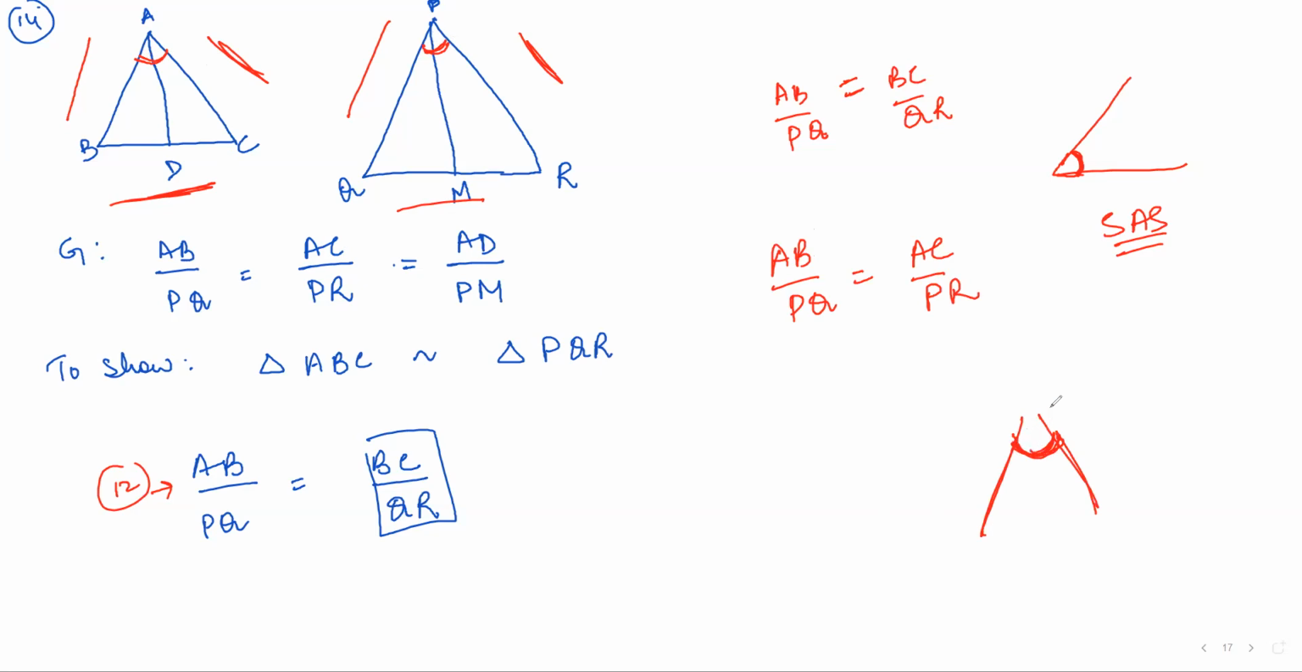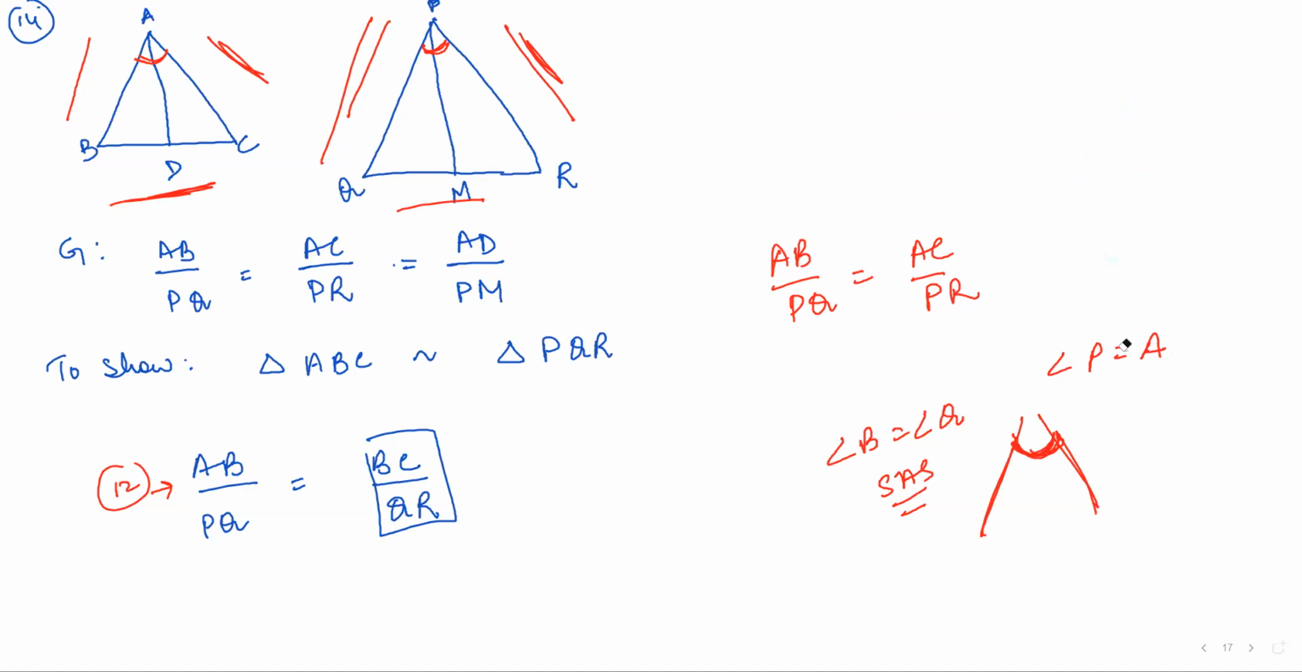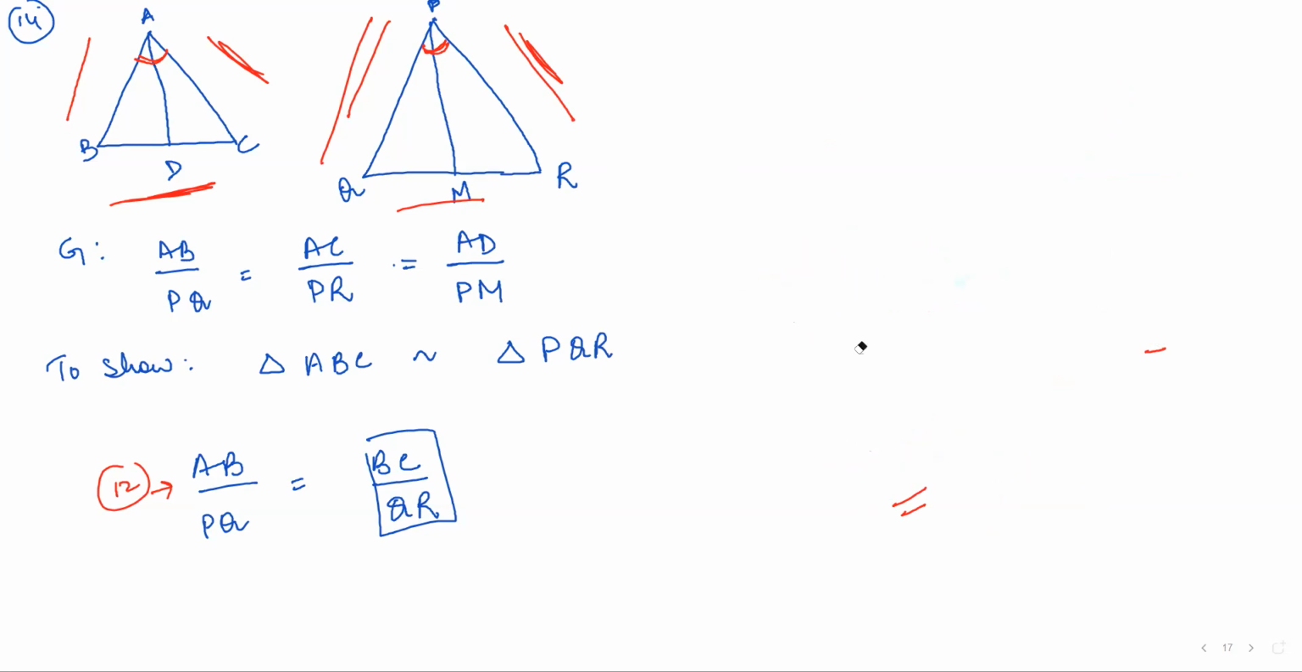So in the previous question, we have shown that angle B is equal to angle Q, and then we used SAS, right? Yes, ma'am. Now here, because these two sides are proportional, I need to show that angle P is equal to angle A, and then I can say SAS criteria. So that is the difference. I hope it is clear. So obviously the approach is going to be different here.